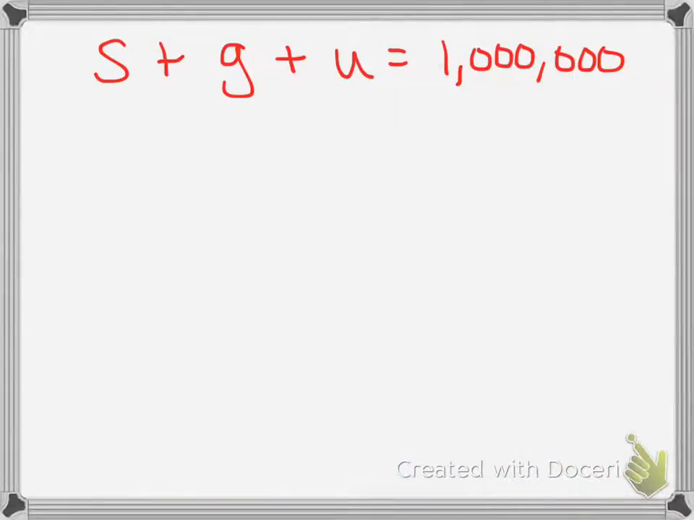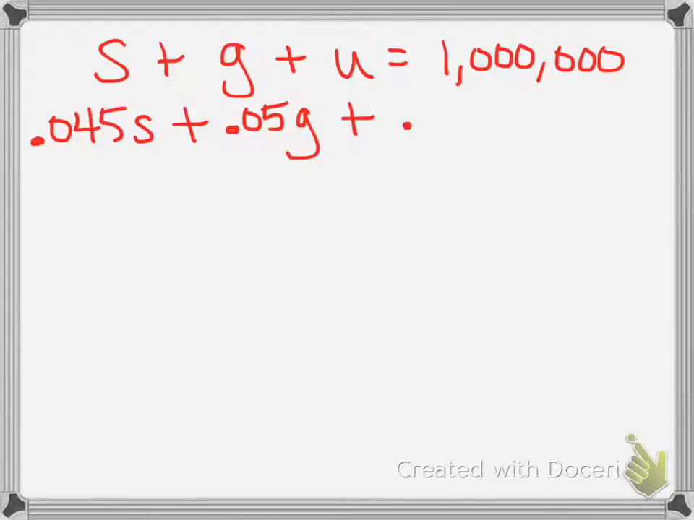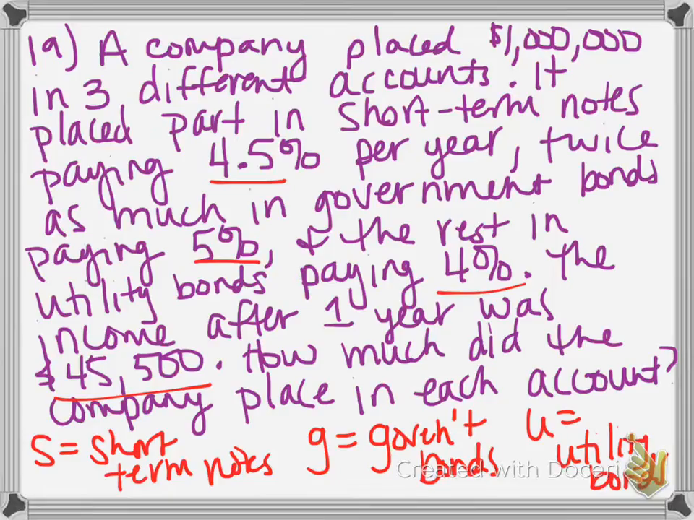So what that means is that 4.5%, which I'm going to write as 0.045, times the money that you invested in short-term notes would yield this income after 1 year, plus the 5% in the government bonds, so that would be represented as 0.05 times the amount of money you placed in the government bonds, plus the 4%, which is represented as 0.04 times the utility bonds, and that would have to give you your $45,500.